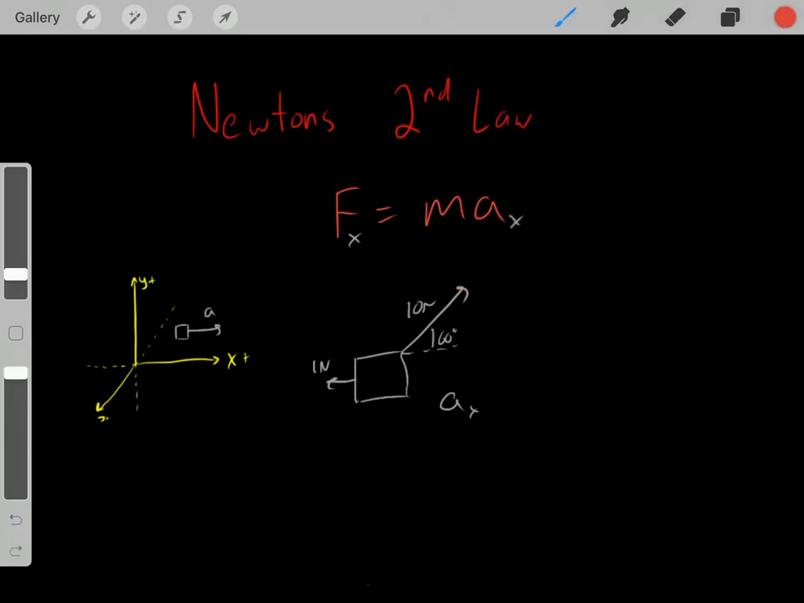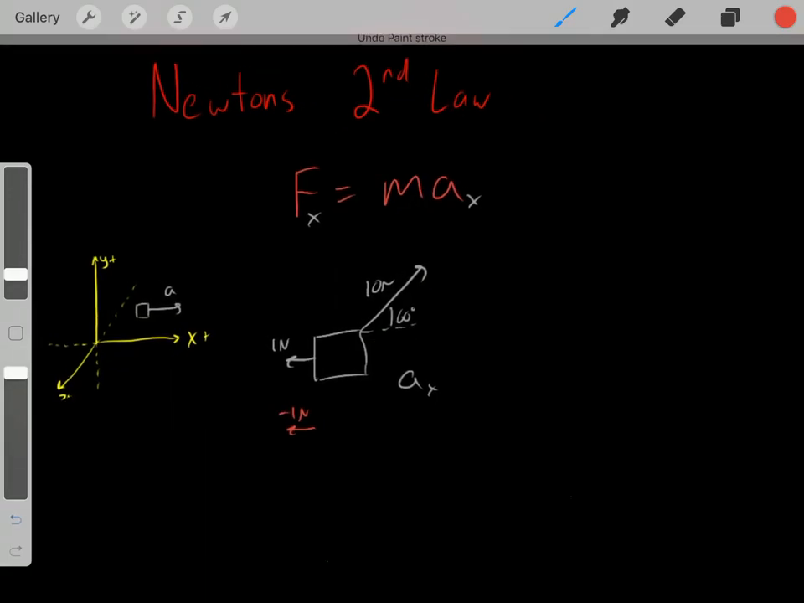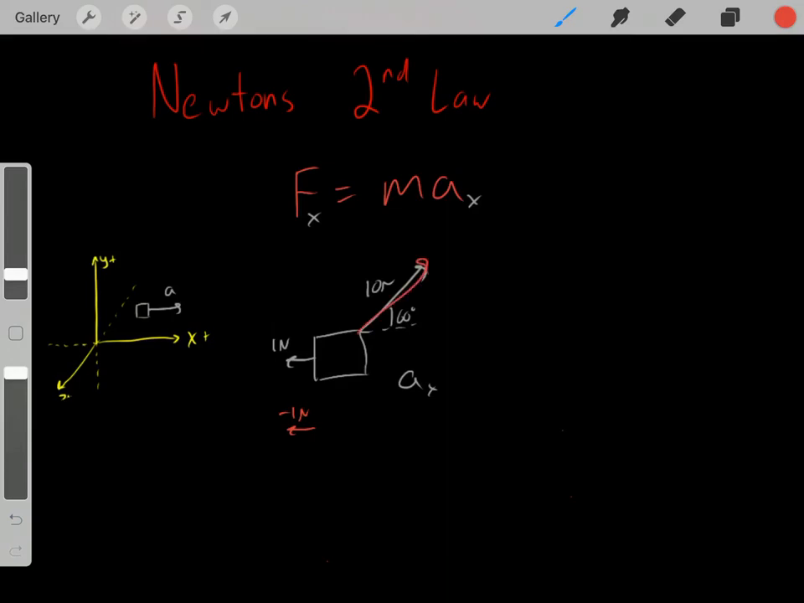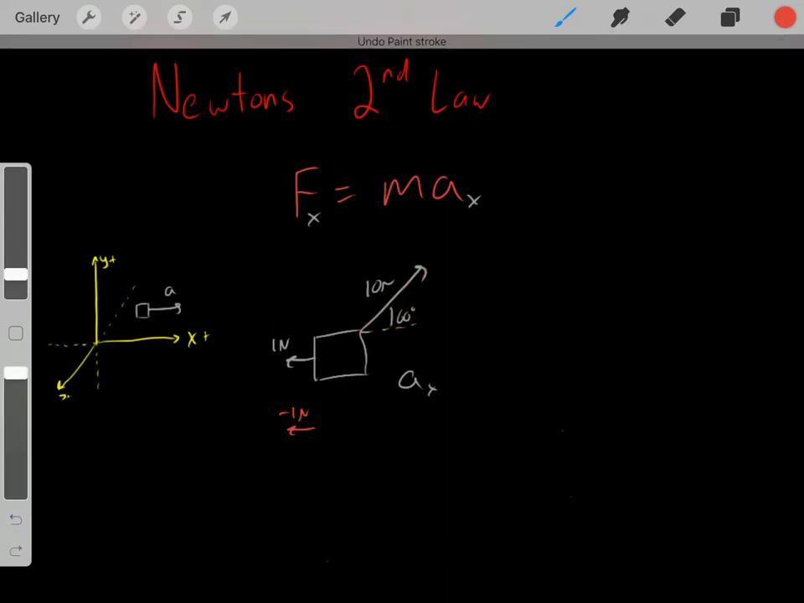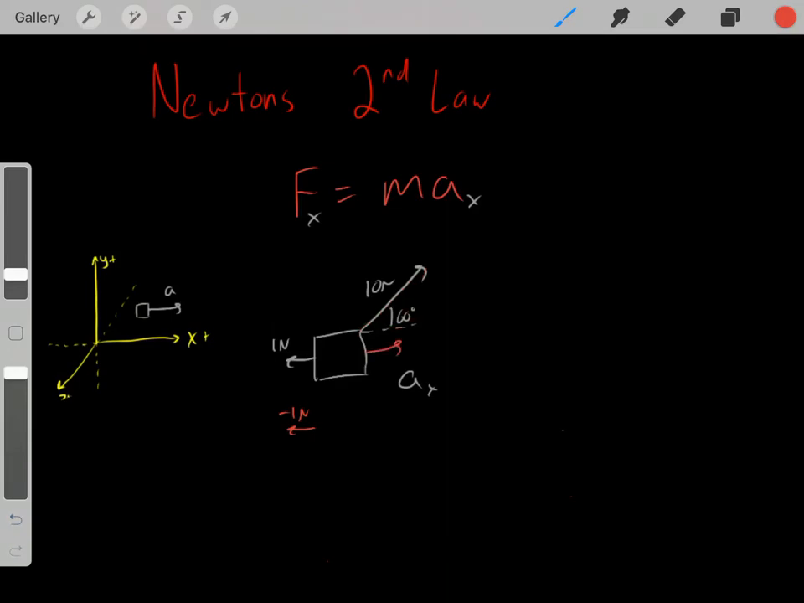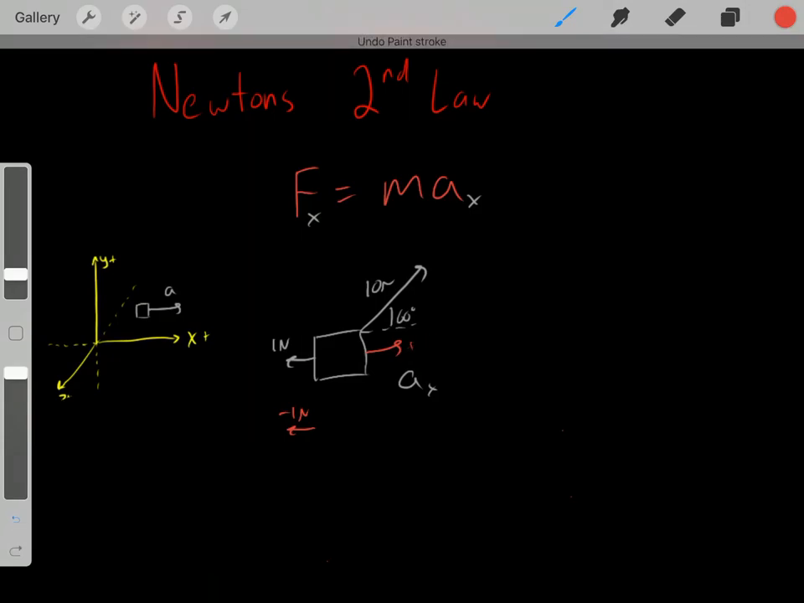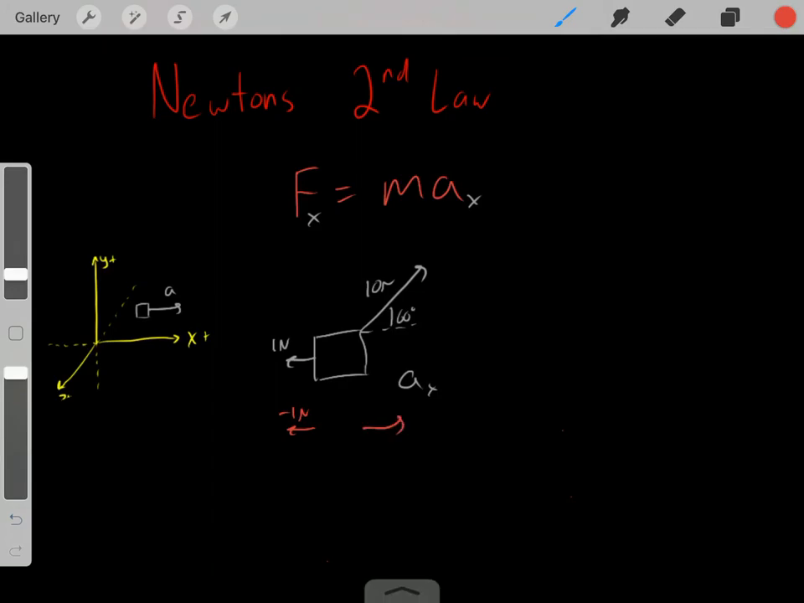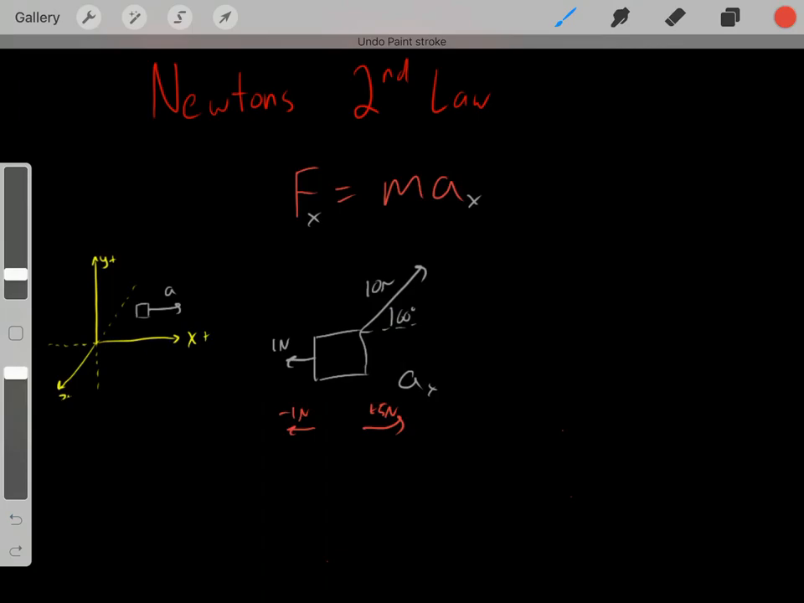So what are the net forces? Well, we know we have a 1 Newton force in this direction, and we know that's the negative x direction, so that would be a negative 1 Newton force. Then we know we have a force in this positive x direction. If we have a 10 Newton force in this direction at 60 degrees, we solved that this would have a positive 5 Newton component. So those are the forces. We have a positive 5 Newton force that this object feels in this direction, and a negative 1 Newton force that this object feels in this direction.